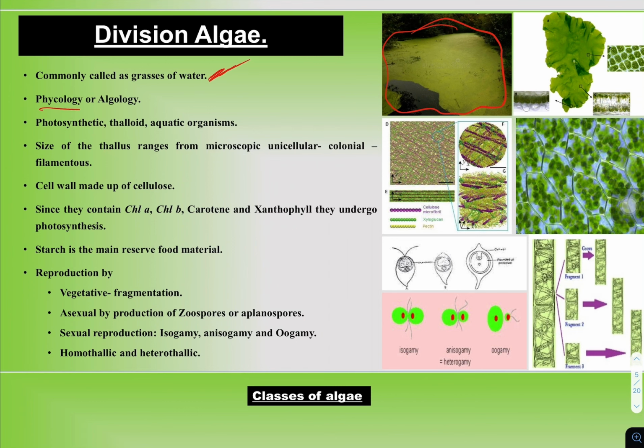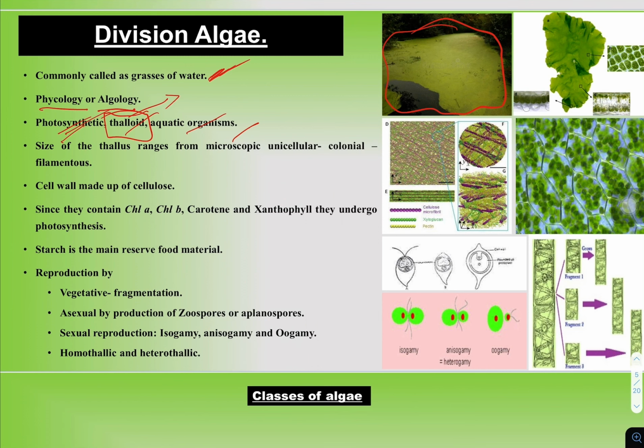The study of algae is called phycology or algology. Here, the thallus is photosynthetic. The main plant body is photosynthetic, thalloid, and aquatic. They are almost all aquatic and photosynthetic, and their body is not very well developed. Hence, it is called thalloid.